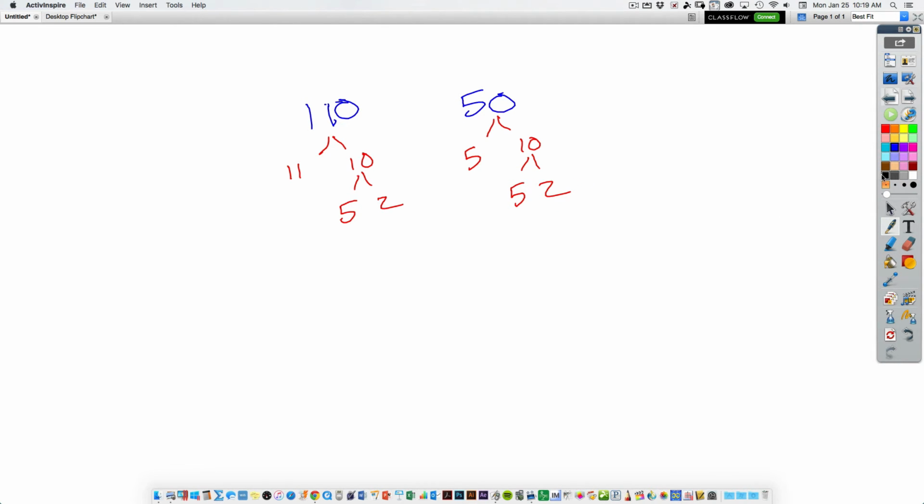What I can do here is just say, okay, circle all the ones I have in common. So I have a 5 and a 5. I have a 2 and I have a 2. Okay, awesome. Now multiply them together. What's 5 times 2? 10. So my greatest common factor is 10.